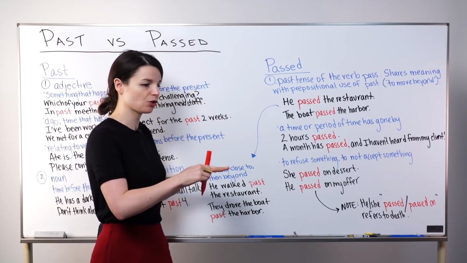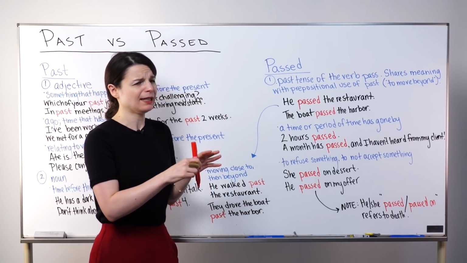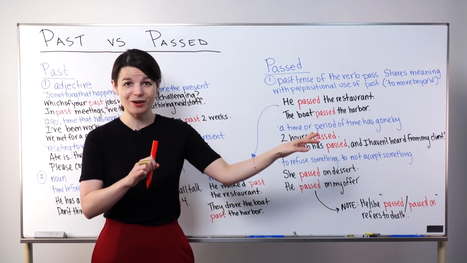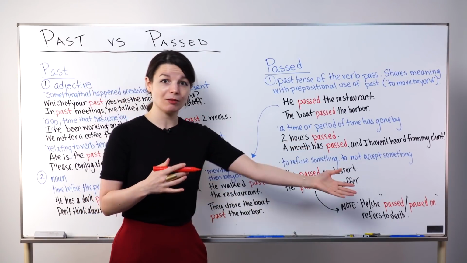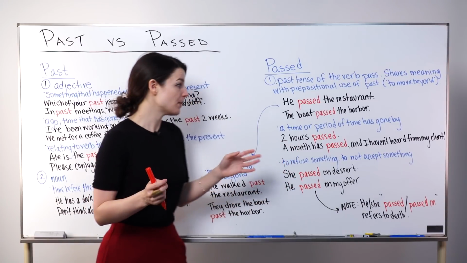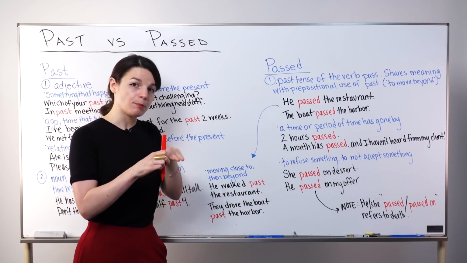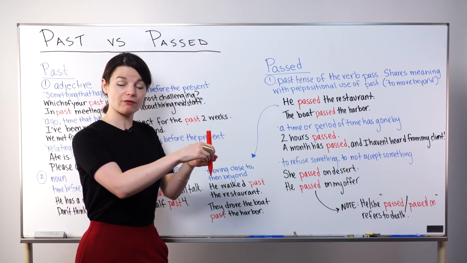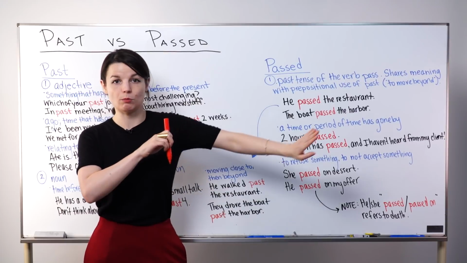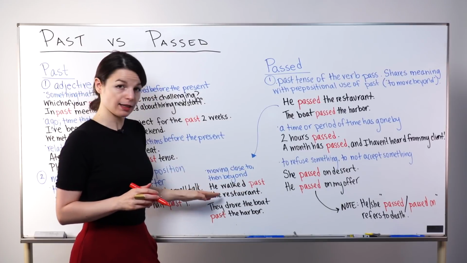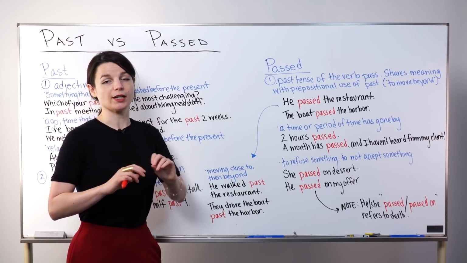So again, same situation. We don't know exactly how the boat passed the harbor. Did the boat quickly pass the harbor? Was someone driving the boat? Was the boat just floating, drifting? We don't know. But this communicates the basic situation. The boat moved in the direction of the harbor and then continued beyond it. So past does share a meaning here, but the sentence structure is different.